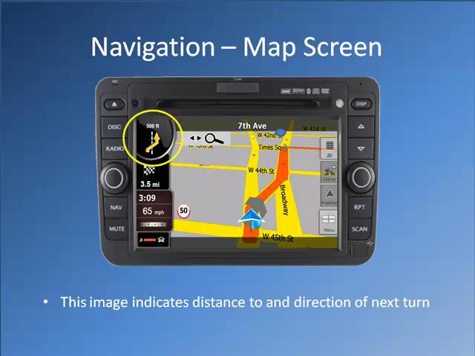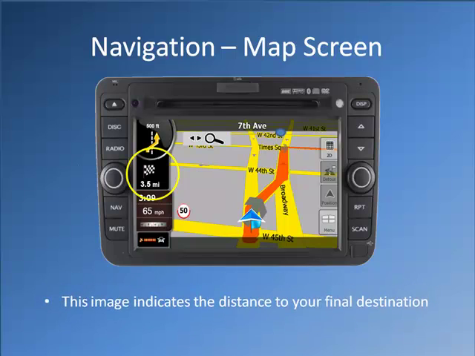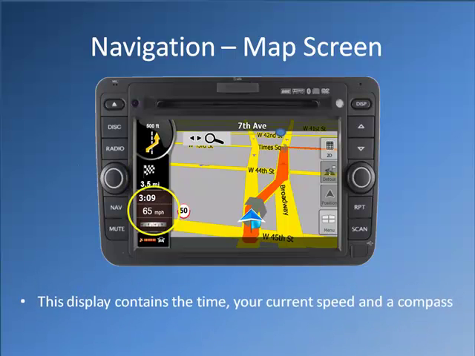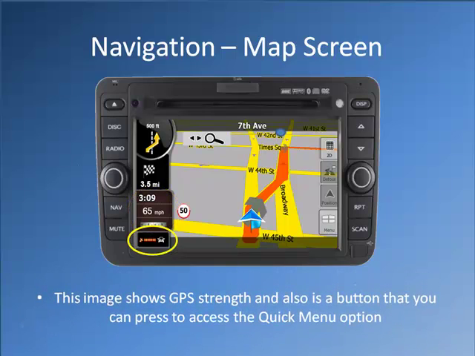This image indicates distance to and direction of next turn. This image indicates the distance to your final destination. This display contains the time, your current speed, and a compass. This image shows GPS strength and also is a button that you can press to access the quick menu option.